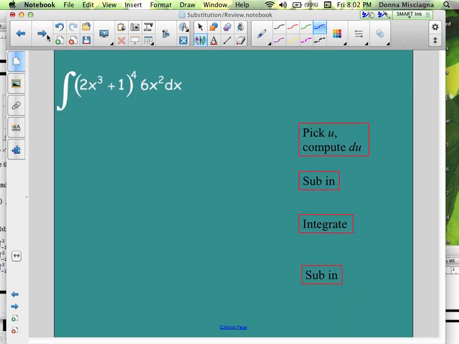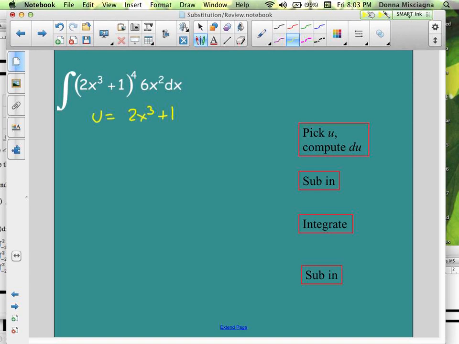All right, so here's our integral. We have 2x cubed plus 1, all raised to the 4th power, times 6x squared dx. All right, so first you've got to pick your u. And if you've got blop raised to a power, then the u should be blop. So our u is going to be 2x cubed plus 1. That's my u because I've got an expression raised to a power. All right, so u is going to be that.